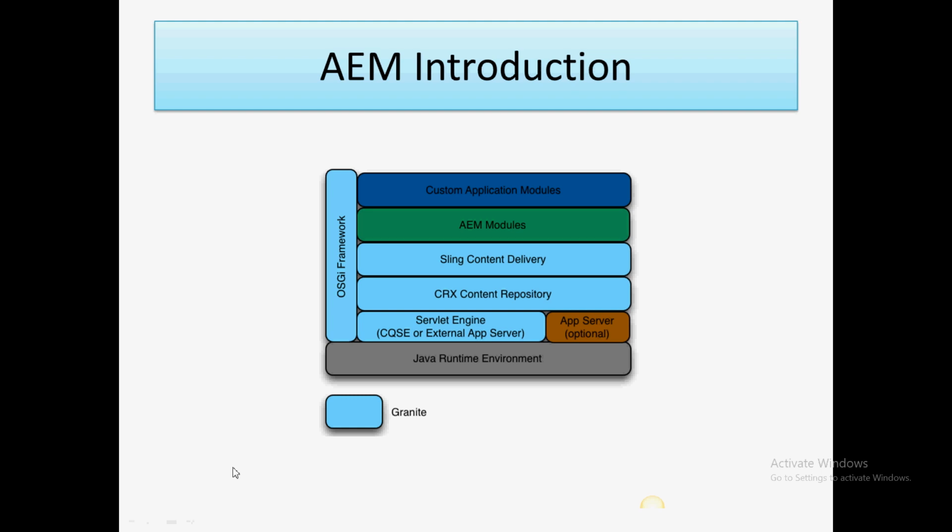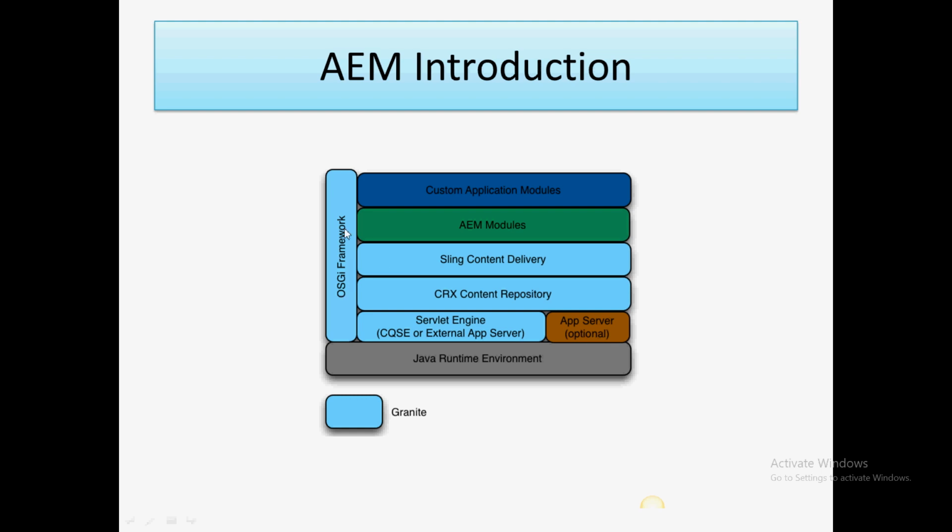If you start from the bottom, the main architecture that consists of everything is the Granite. That is the Adobe part that contains everything. Now, Adobe Experience Manager is created in Java, so the JRE, the Java runtime environment, is very important. We have the servlet engine. Now the main framework that plays an important role is the OSGi framework.